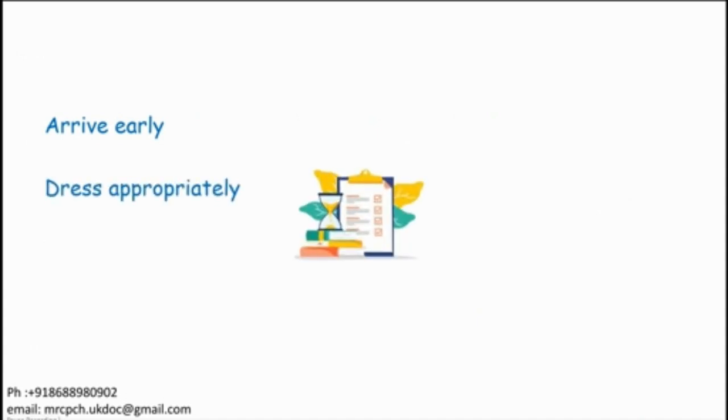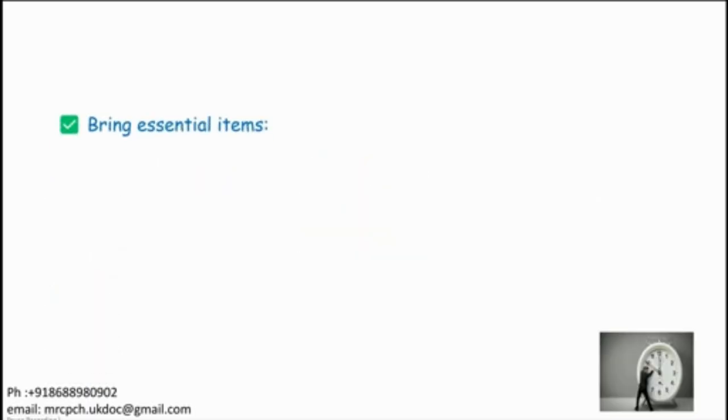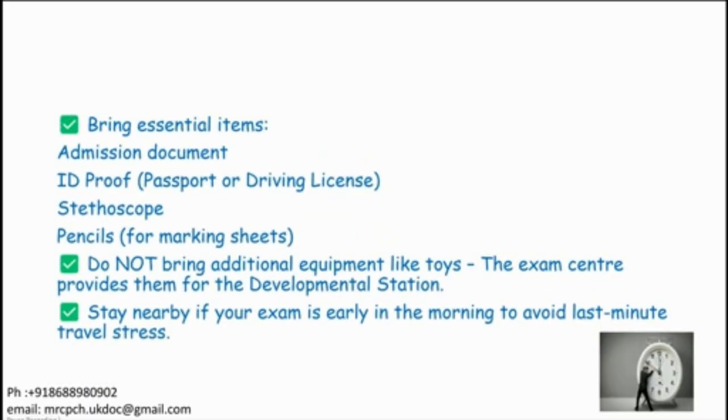The first important thing is you have to arrive early, be at the center on time, and dress appropriately as if you are in a normal hospital setting. You need to carry essential items like the admission document. The admission document will be mailed by the MRCPCH at least 3 to 4 weeks before the exam. You have to take a printout and carry it along with you. And ID proof: they will ask for ID proof with photo and signature. So passport would be the best.